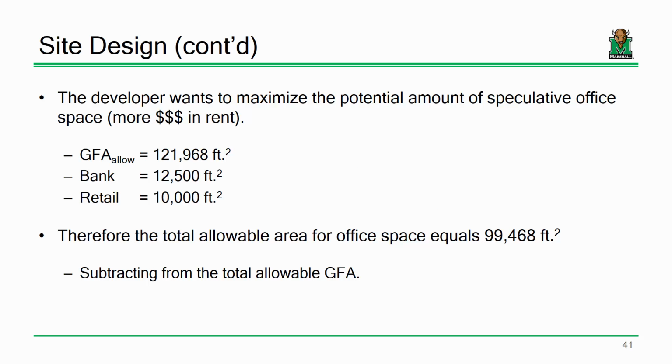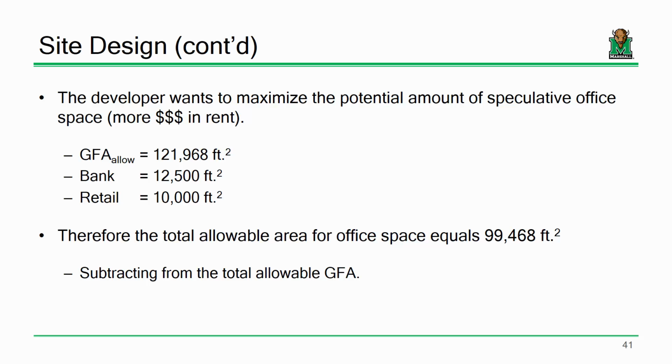Now, we have already promised some of that floor area out. We promised 12,500 square feet to the bank, and we promised 10,000 square feet to Banana Republic or whoever's coming in the retail outlet. So we have remaining left over 99,468 square feet. I'm just subtracting all that out, right?